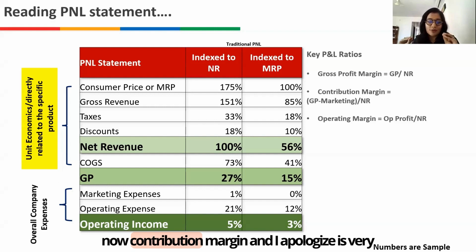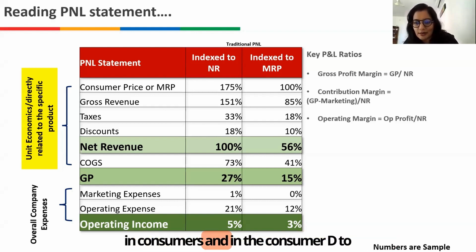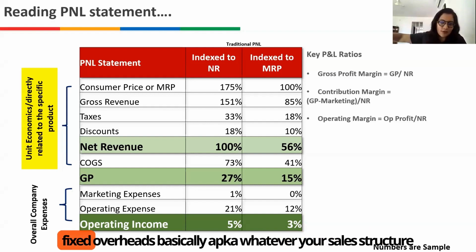Contribution margin, and I apologize, is very unique to consumer products. It's commonly used in consumer and D2C startup environments. But it's basically you removing all your fixed overheads.